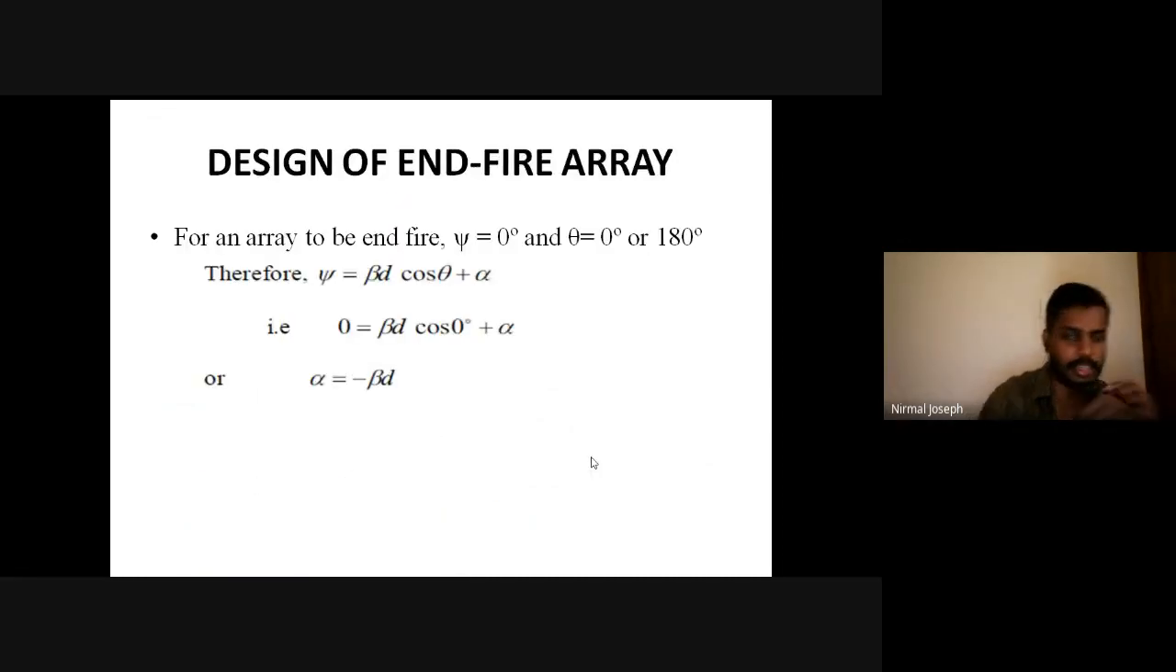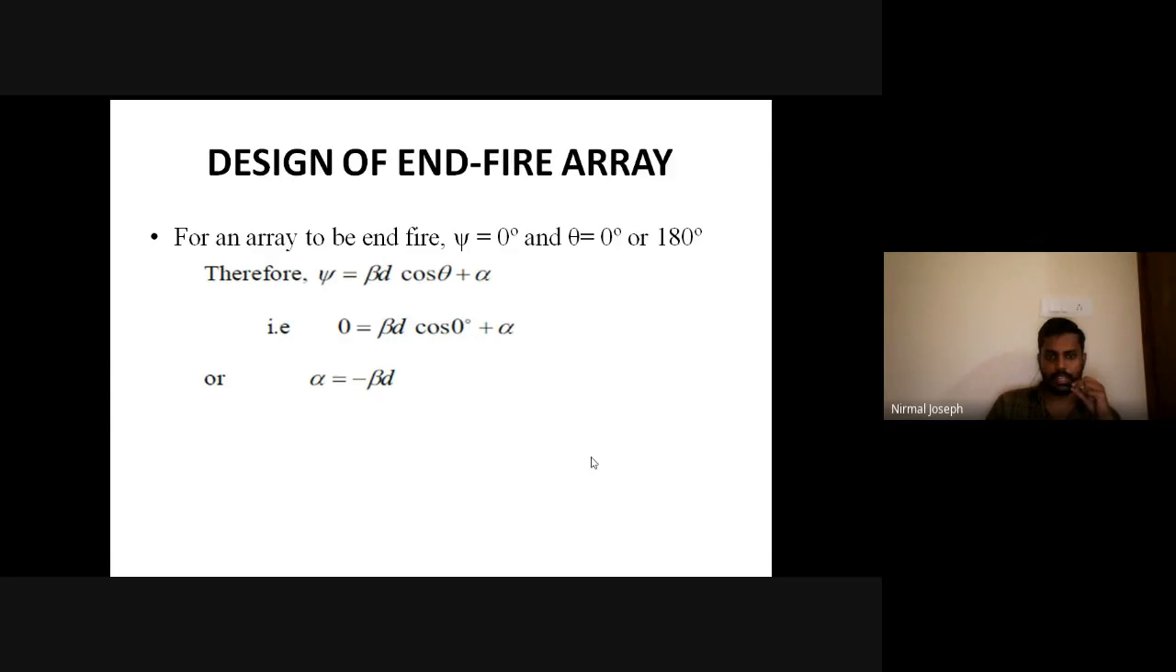Now, similarly, we are going to design the end fire array. Here all the procedure is the same except the value of alpha. For an array to be end fire, psi is equal to 0 and theta is equal to 0 degree or 180 degree. Why is theta 0 degree or 180 degree? Since the direction of maximum radiation is parallel to, or coincides with, the array axis. So theta is either 0 degree or 180 degree. It is not perpendicular.